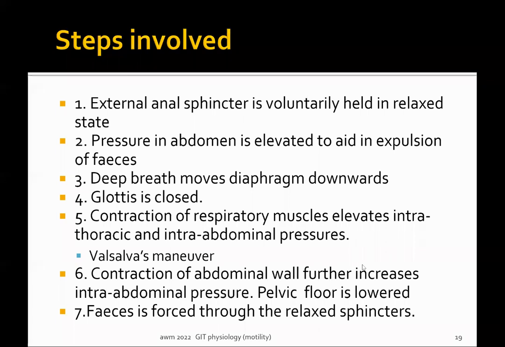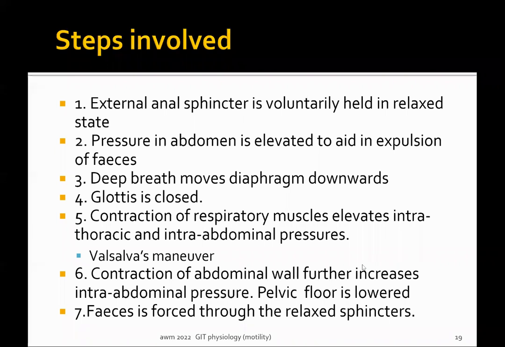You take a deep breath that moves the diaphragm downwards, because remember the diaphragm is a dome shape. So when you take a deep breath, it's going to flatten and it's going to press and squash the contents of the abdomen. You close the glottis to keep the air in, so the pressure in the thorax is maintained. And the contraction of the respiratory muscles elevates both the intrathoracic and the intra-abdominal pressures. And this is what is known as a Valsalva's maneuver.